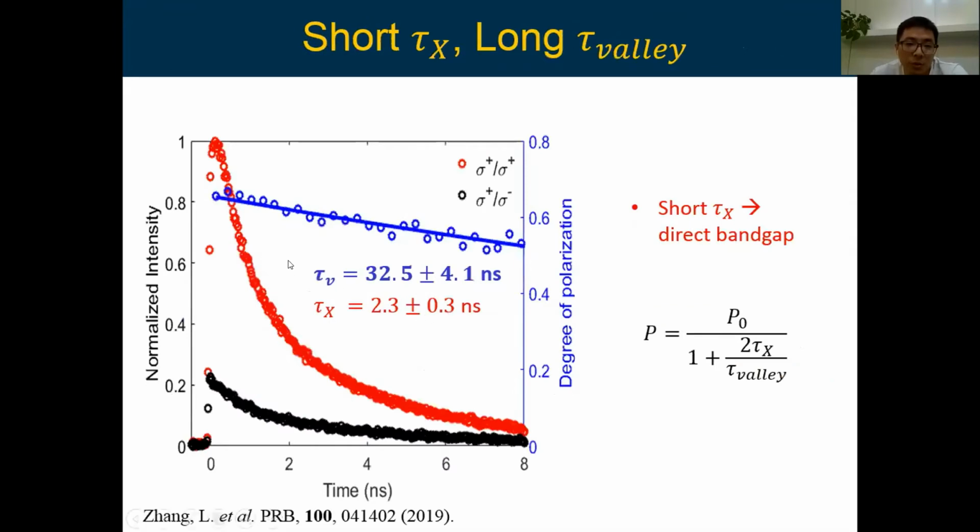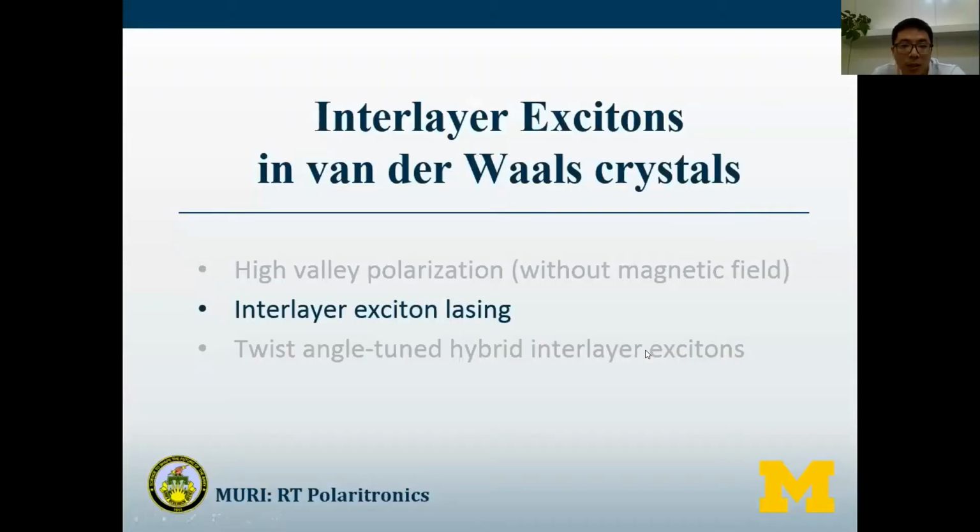On the time scale, we also checked these two time parameters. We found that the decay time is 2 nanoseconds, meaning that the rotation alignment is precise, and the valley depolarization time is 10 times longer. So that's why we observed a very high degree of polarization. Okay, so then we tried to integrate such a heterobilayer with a microcavity to demonstrate a lasing device.